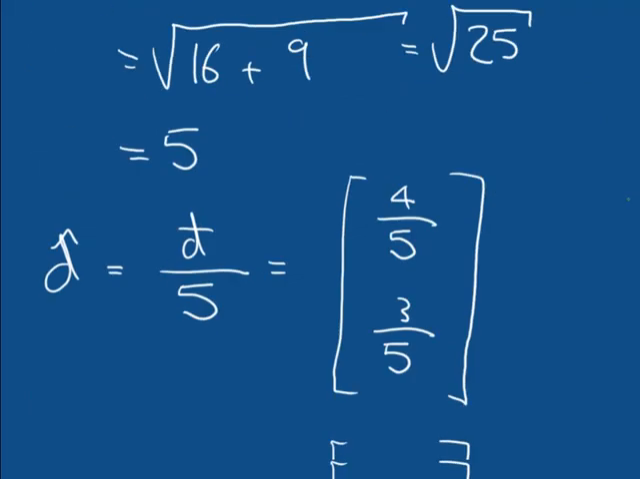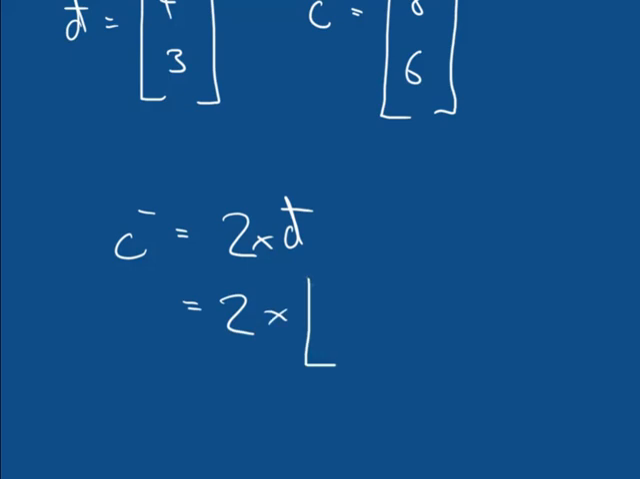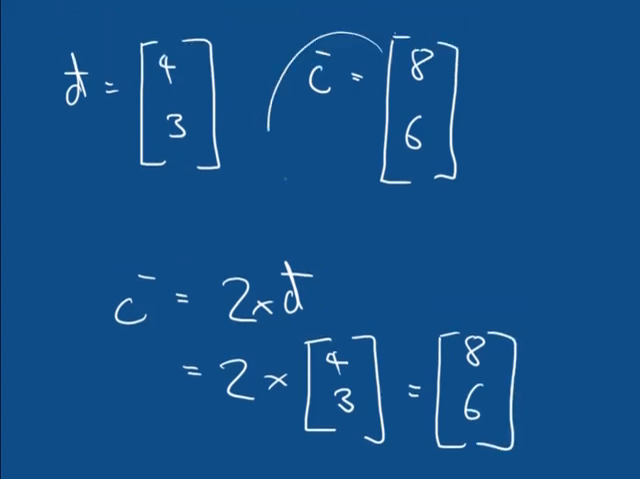We could write, as I scroll down, I'm going to rewrite d, rewrite c, and then talk about this a bit more. So d was equal to 4, 3. c is equal to 8, 6. We could write that c is equal to 2 times d. We can hopefully see that c is equal to 2 times our vector d, which was 4, 3, because that gives us 2 times 4, which is 8, and 2 times 3, which is 6. So we can see that c is twice d, and because we've scaled d by a scalar value, and that scalar value is positive, we know they have the same direction, just one of them is twice as long. So c is twice as long as d.